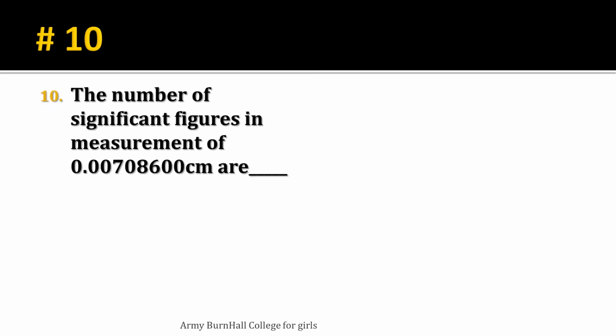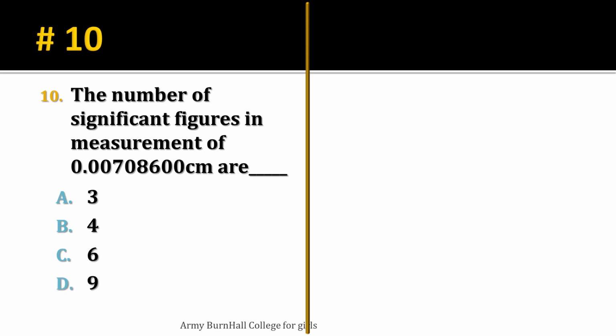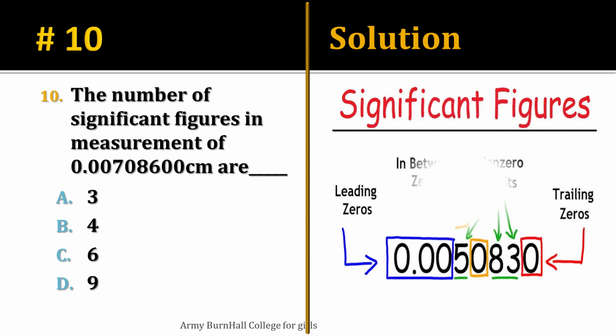Number 10, the number of significant figures in the measurement of 0.0070860 centimeter are 3, 4, 6 or 9. So we will simply apply significant figure rules: leading zeros are non-significant, in-between zeros are significant, and trailing zeros after the decimal are significant. So over here we have all these digits as significant figures. You can count it: 1, 2, 3, 4, 5, 6. So we have 6 significant figures over here, because leading zeros are non-significant.